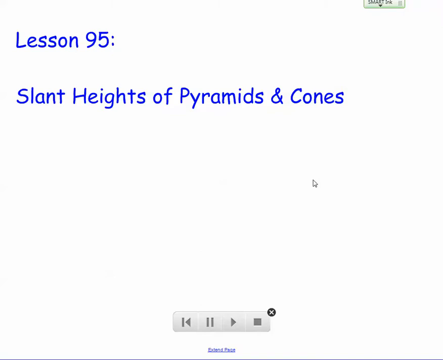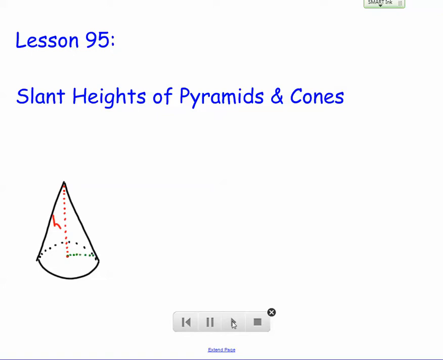Going to get back into a little bit of geometry today, and lesson 95 deals with the slant heights of pyramids and cones. First of all, let me show you what a slant height would look like. Here's a cone. The height would obviously go down from the tip to the middle of the base and meet it at a right angle.